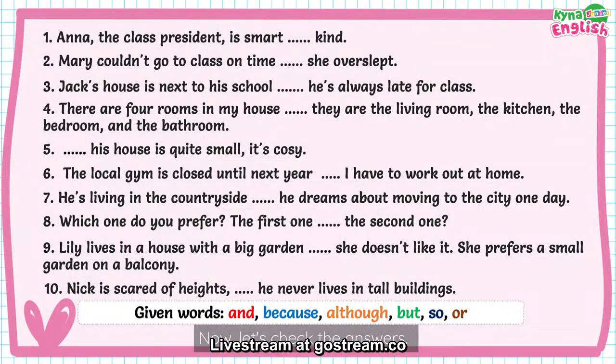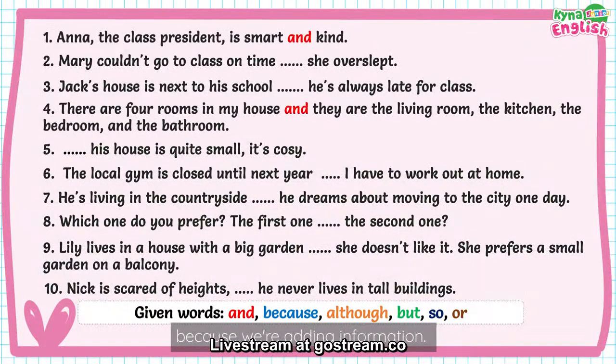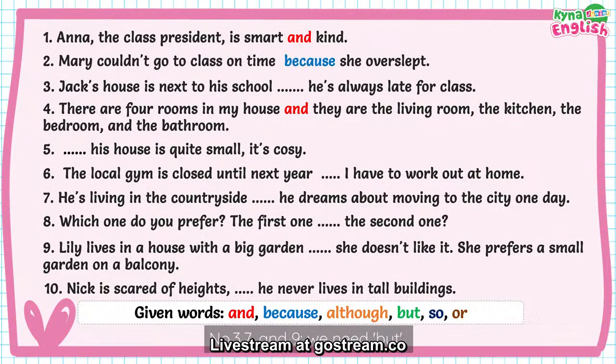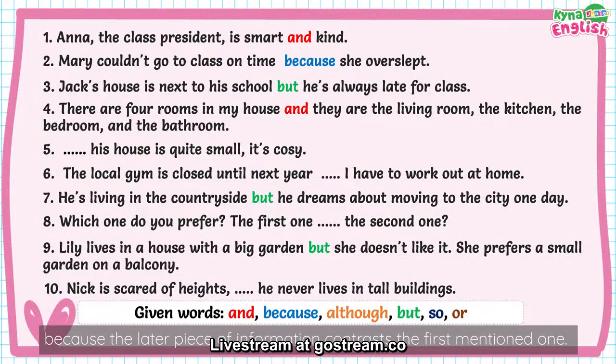Now, let's check the answers. Number 1 and 4. We need to put "and" into the blanks because we are adding information. Number 2. We need to put "because" into the blank to give reasons. Number 3, 7, and 9. We need "but" because the later piece of information contrasts the first mentioned one.